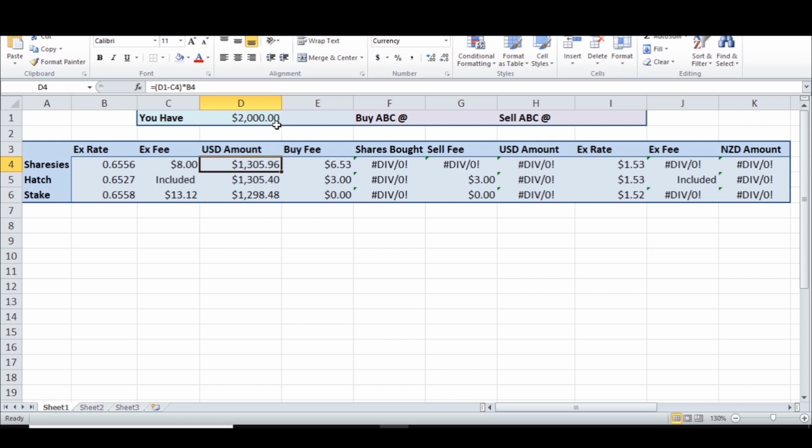If you play around with the money that you have, let's say you have $1,000 instead of $2,000, it's a very similar story. So let's come back to our $2,000 example. You will get about $7 less with Stake. Okay, now when it comes to buying a company, there's fees involved as well.